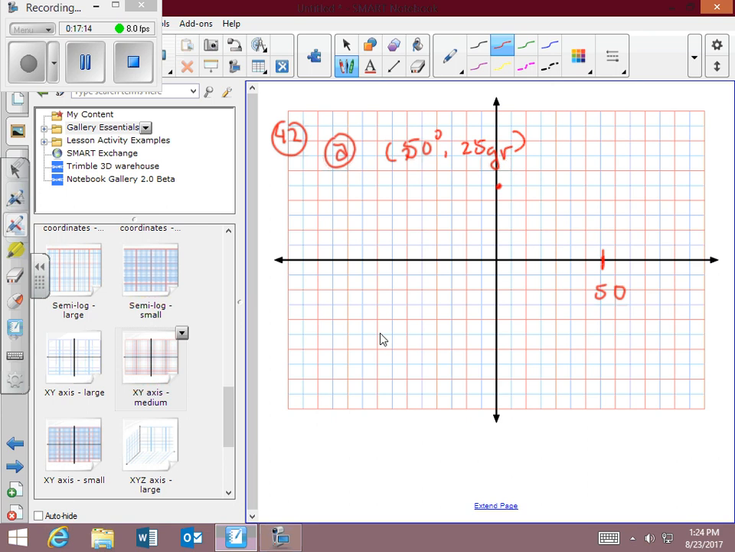Now the second question is, at 80 degrees centigrade, how many grams? So for that B part, you're going horizontally to 80 degrees, and the vertical is what? 5. So the problem solution is, this is the answer to A, and this is the answer to B. Correct? In terms of ordered pairs. Any questions on that?